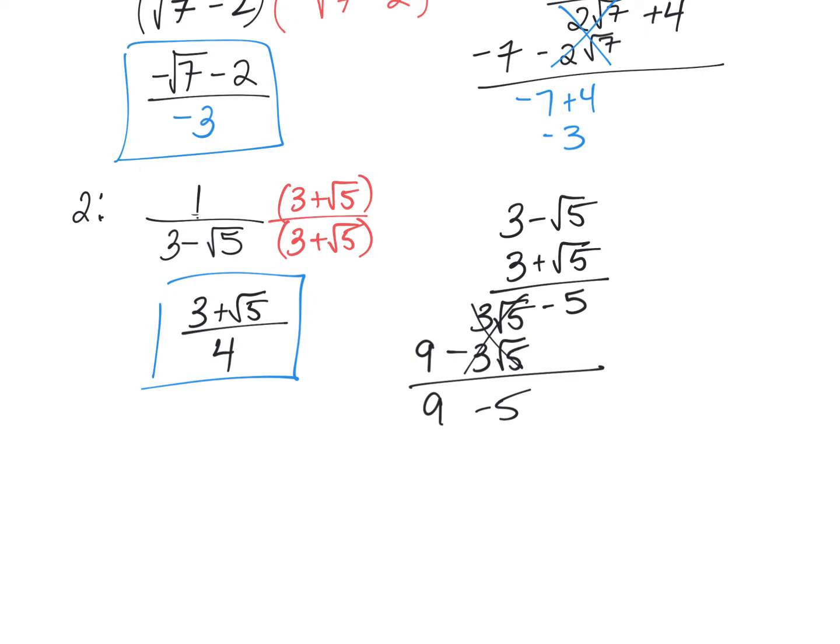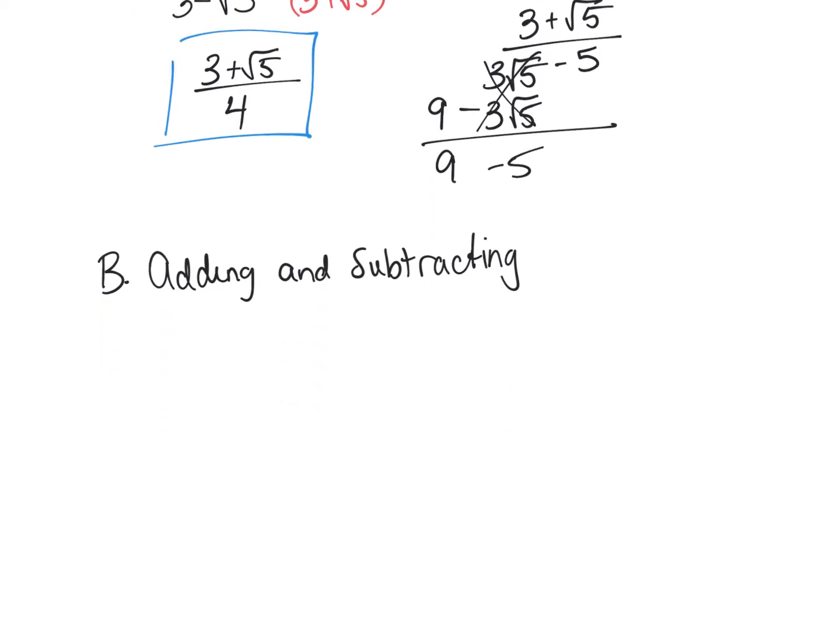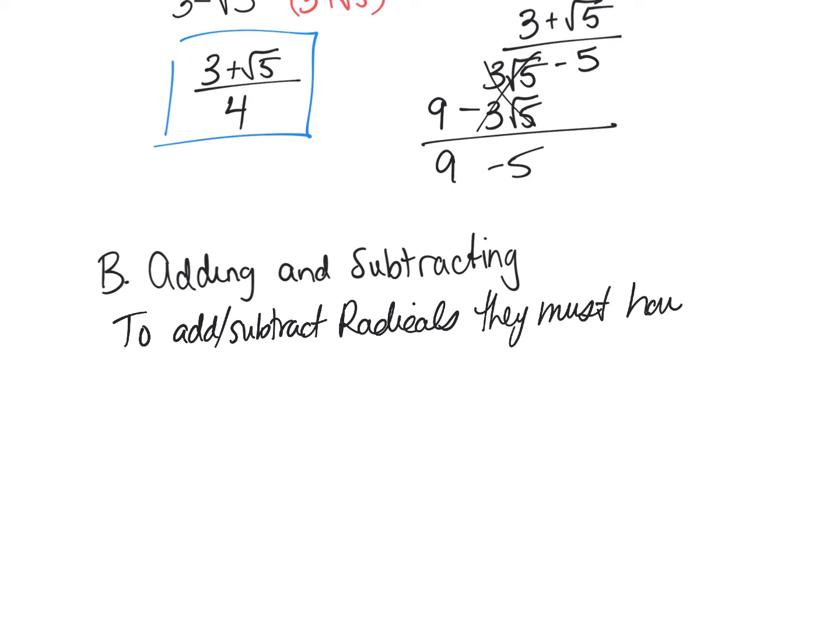Okay. B. Adding and subtracting. So to add or subtract radicals, they must have the same index and radicand. Here's some vocabulary for you.